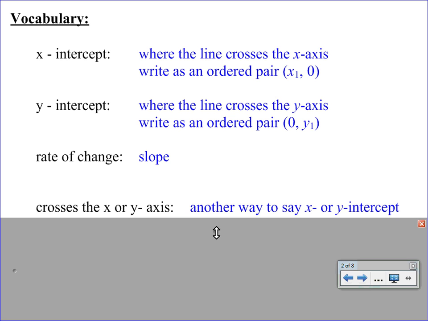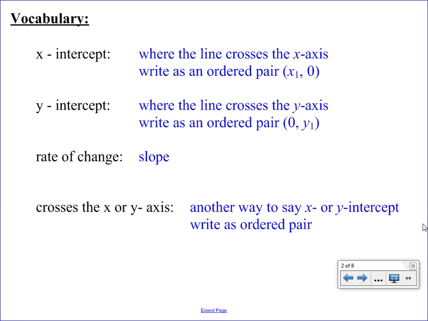Lastly, you may see the phrase crosses the x or the y axis. And this is just a more lengthy way of saying the x-intercept or the y-intercept. So you're going to do the same thing that we did up above, and you're just going to convert that vocabulary to an ordered pair, putting the 0 in the appropriate spot.